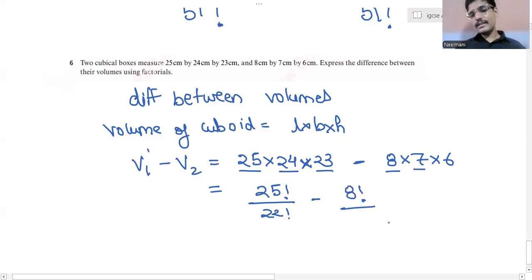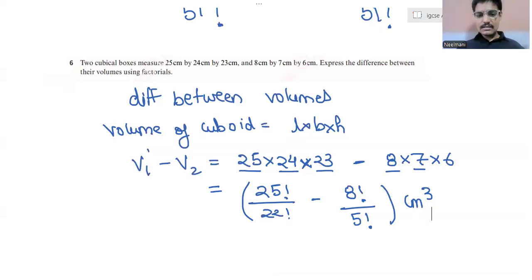And which number is not there? As you can see, 8 is there, 7 is there, 6 is there, but the consecutive number 5 is not there. So you divide by 5 factorial. On doing this, this is the final answer. You just put the whole thing in brackets and say this is the difference expressed in factorials, right?